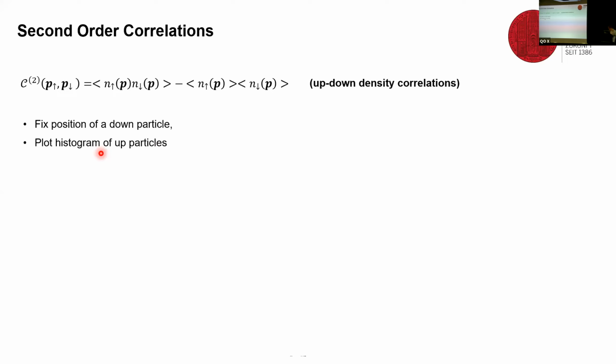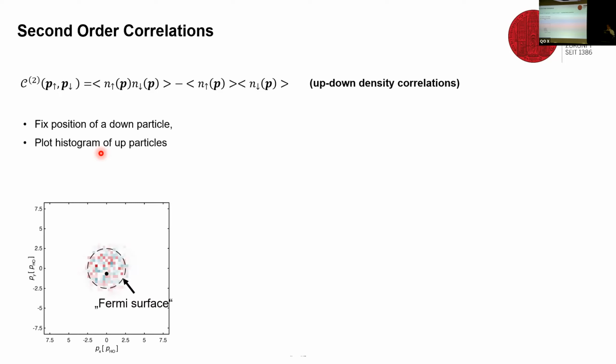And what we do to get some visualization is fix the position of a down particle. Basically, we select all the images where the spin down particle has a certain momentum, and then we plot the histogram of where all the up particles are. Okay? And that's what this basically looks like. We fix the spin down particle, for example, here.